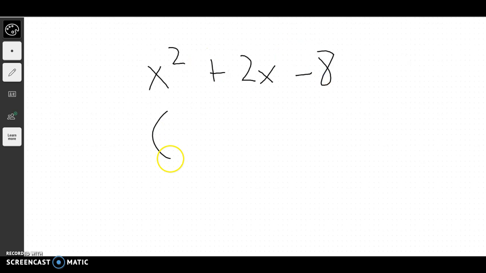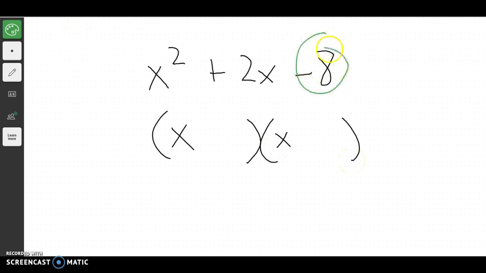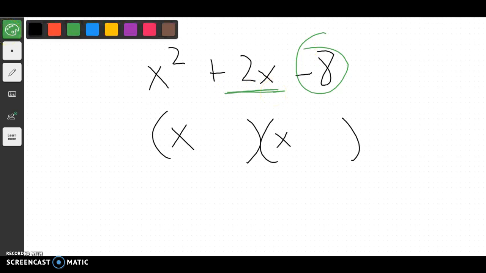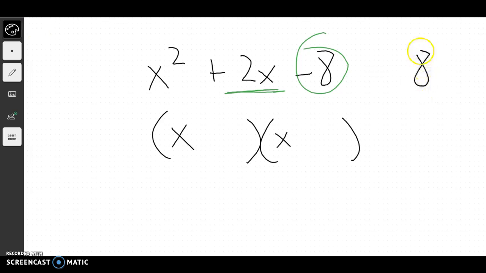Again, this would start out the same. So I get x and x. Now I have to think about what would multiply together to give me negative 8, but add together to give me 2. Well, the factors of 8 are 4 and 2. That seems pretty simple. I would use 4 and 2. And then I sit here and I go, but 4 plus 2 is 6. So that's not going to work.